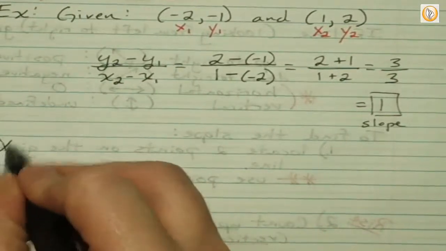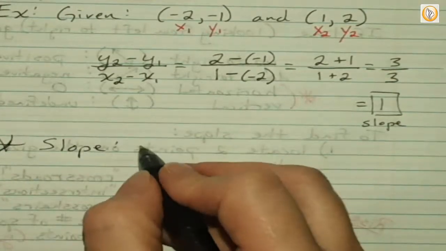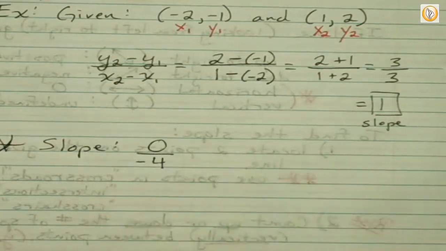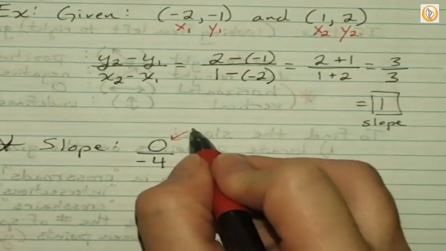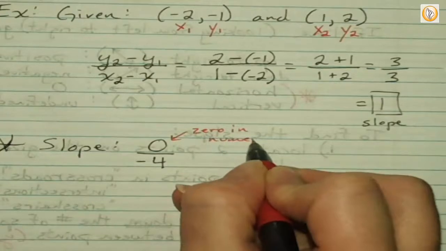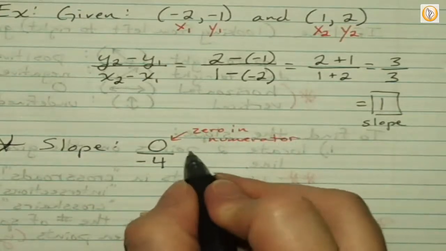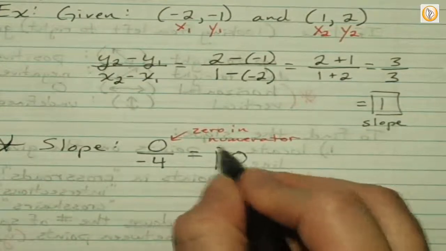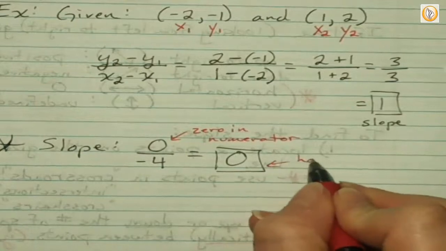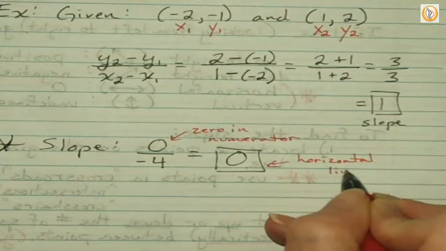All right, another piece of information. If your slope ever looks like this, with a 0 over a negative 4, if the 0 is in the numerator, you know what your answer is going to be? 0. Your slope is 0. It is a horizontal line. I gave that to you already a while ago on the other page.